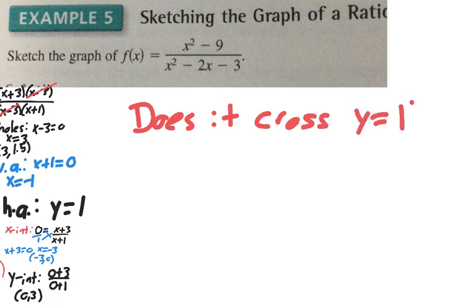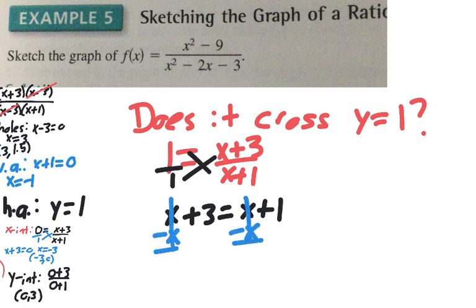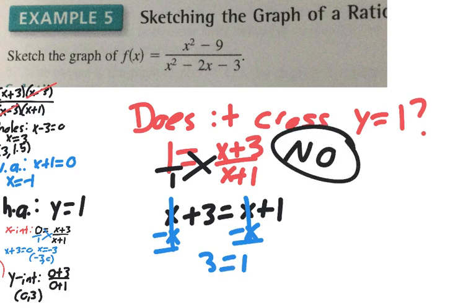Which is y equals 1. So again, I have to plug this into the depressed polynomial. You can't plug back into the original. You have to go to the depressed one, which is x plus 3 over x plus 1. Now we solve. Over 1, cross multiply. So where does x plus 3 equal x plus 1? It doesn't, because I get a statement that looks like 3 equals 1. That's nonsense. So no, it does not cross y equals 1.